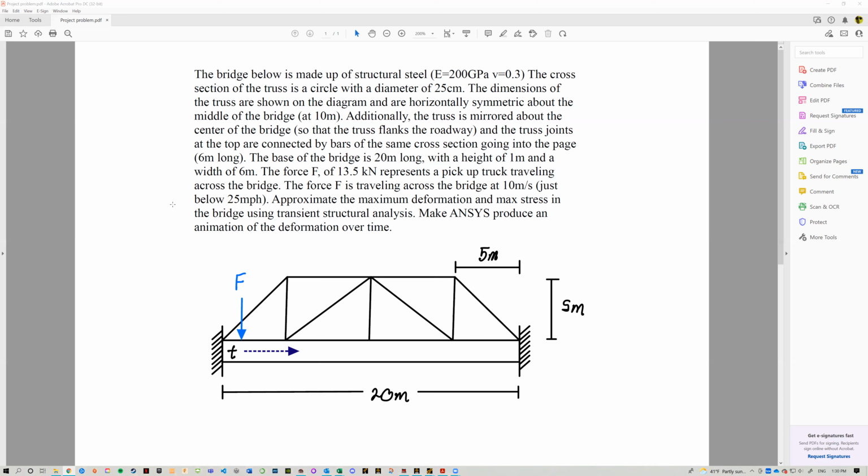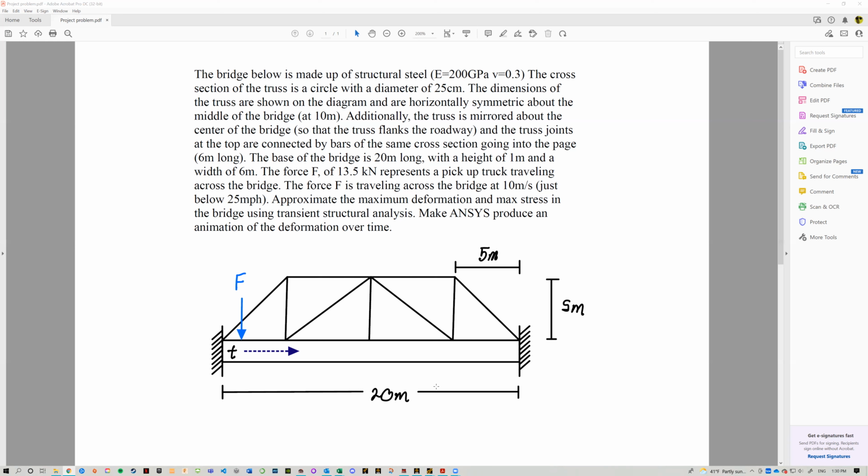So the goal is to approximate the maximum deformation and max stress in the bridge using transient structural analysis and make ANSYS produce an animation of the deformation over time. The key word here is approximate, because it is very challenging to get a force to change position continuously over time. I was only able to figure out how to do it in discrete steps using tabular data.